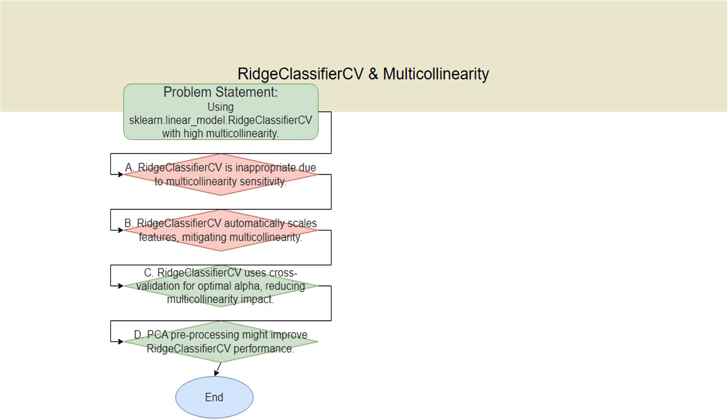This is the title of the problem. We're exploring how the machine learning algorithm RidgeClassifierCV, short for Ridge classifier with cross-validation, handles multicollinearity, which is when several input features in your data are highly correlated. It's a crucial concept in statistics and machine learning because it can mess up model performance.